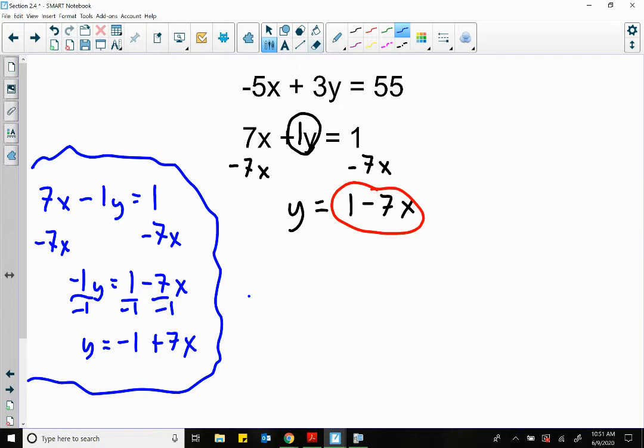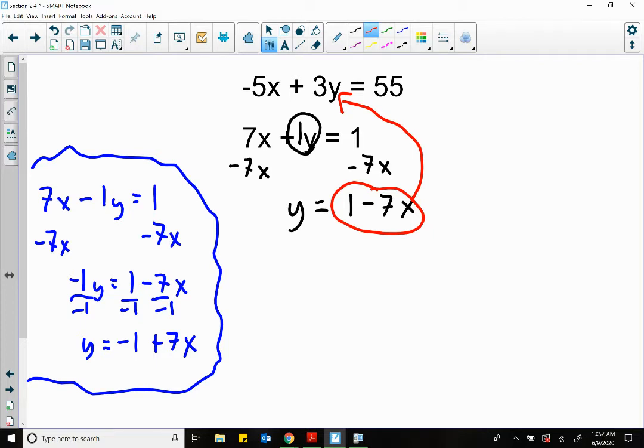Now, and so now that we know what y equals, you're right back to where we were. We're going to take this part and we're going to substitute it into the other equation. Pause the video and go. Do it.